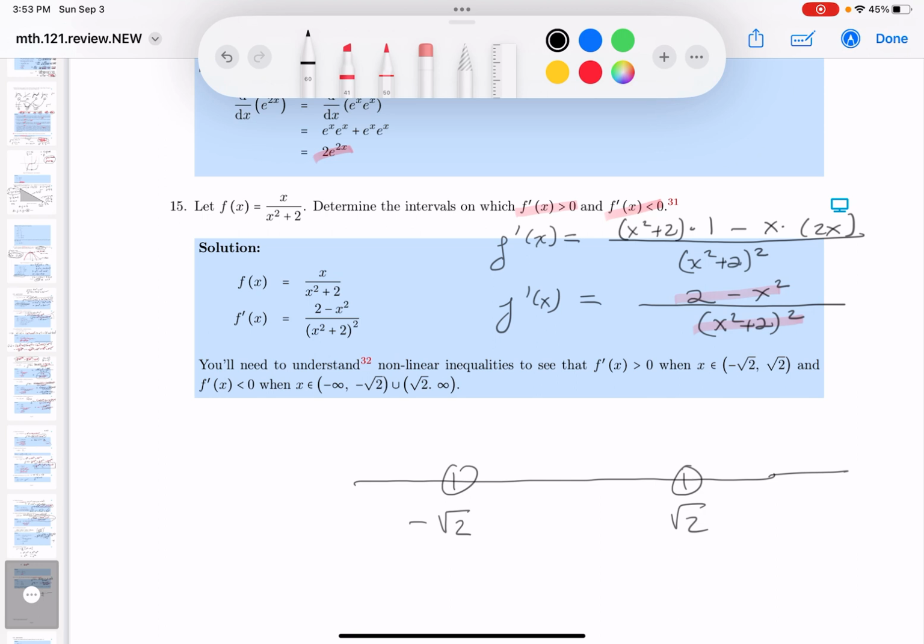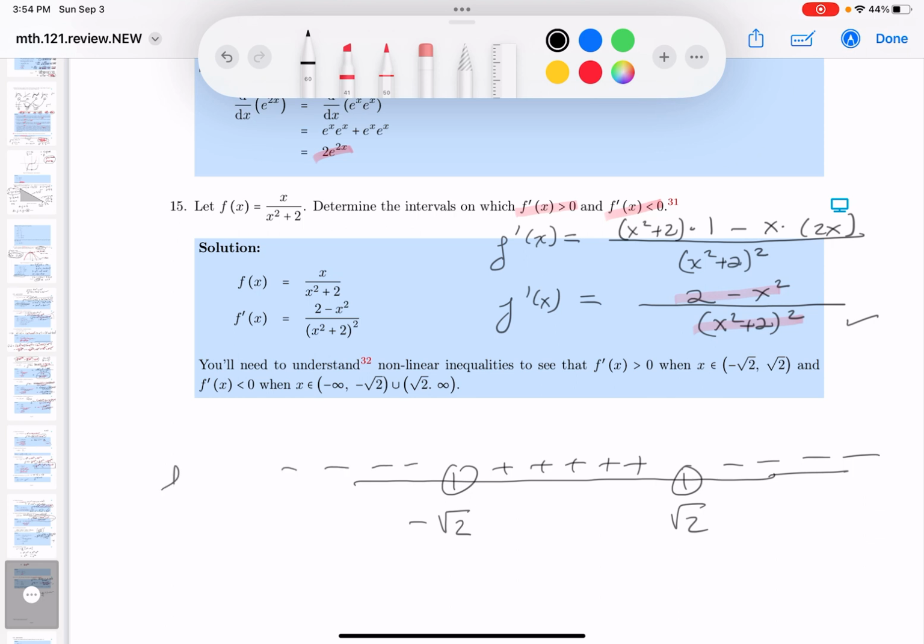Before I go on, though, I want to claim to you, the bottom of this rational function is always positive. It's never negative, and it's never 0. So I'm really boiling it down to the top. Take a test point after root 2, maybe 10. It's going to be negative. If you took a number between minus root 2 and root 2, like 0, plugged it in, it's positive. Relatively simple. If you took a number below minus root 2, like minus 10, plugged it in, you get negative.